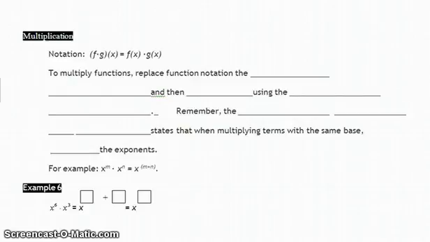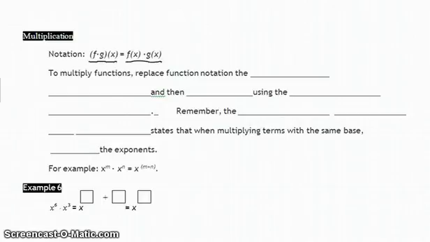First thing I want to bring to your attention is the function notation that you'll see when we're multiplying functions. We have f dot g of x or f of x dot g of x. They both mean the same thing. They just mean to multiply those two expressions together.